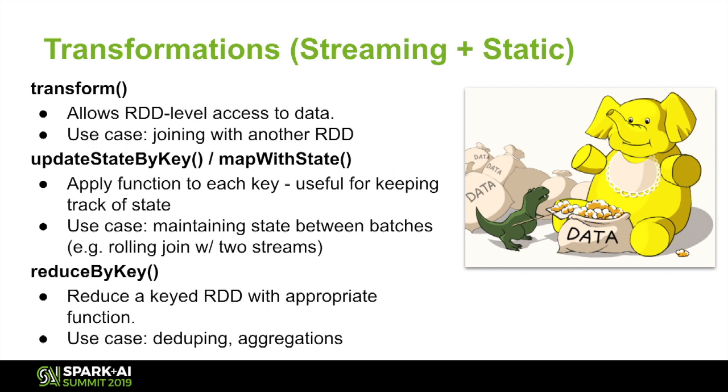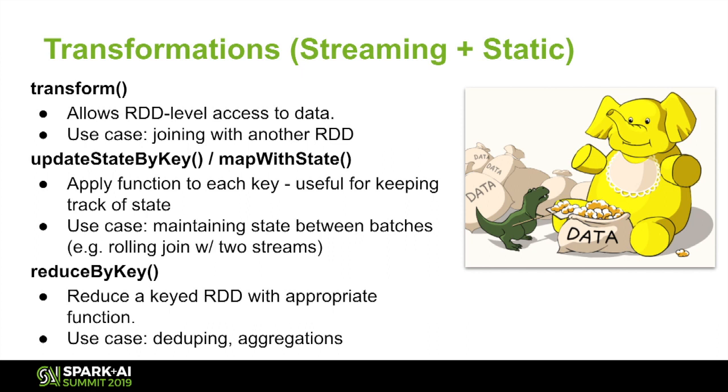Update state by key, map with state. Super useful. They apply a function to each key, so it's really helpful if you're trying to keep track of state between batches. An example might be a rolling join between two streams where you have a high join overlap, and then you await future batches for the remainder of the data. Super helpful if you're trying to bring multiple data sources together. There's other uses as well.